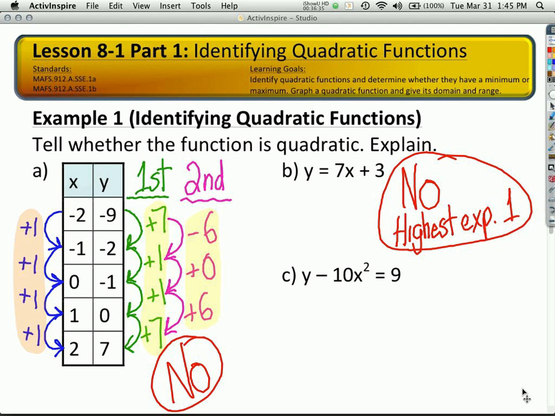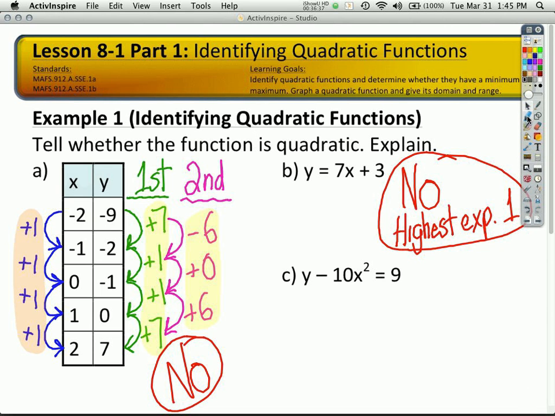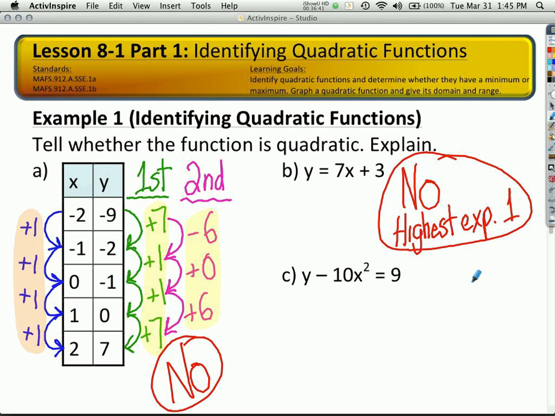What about part C? y minus 10x squared equals 9. Quadratic, linear, something else? What do you think? Good, I like the participation. What do you think? 1, 2, 3, 4, 5. Go, what do you think? Yeah, Julia. Quadratic, Cameron? Quadratic. Okay. Caesar? Jamel? Caleb? Why?